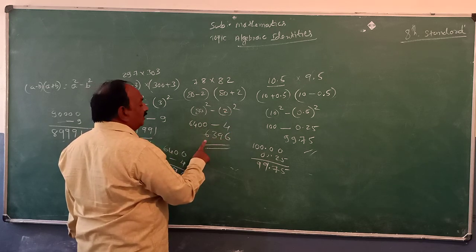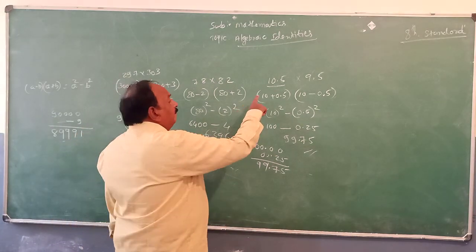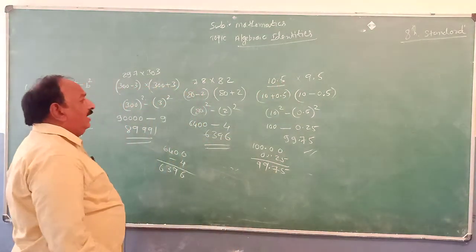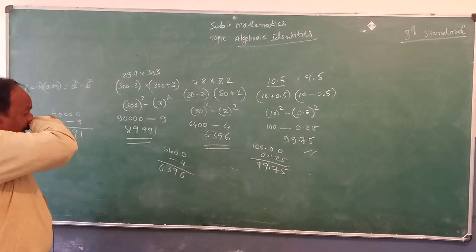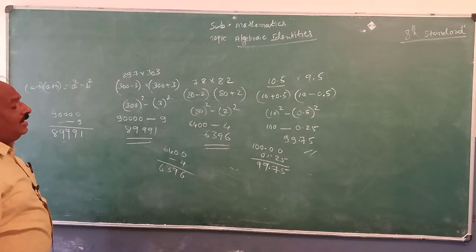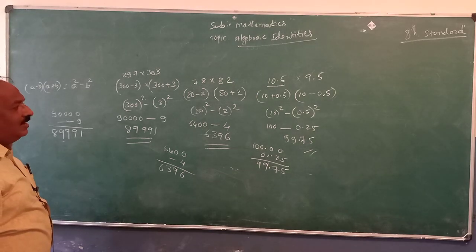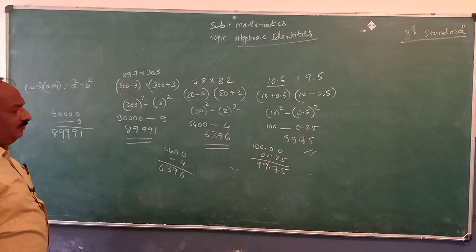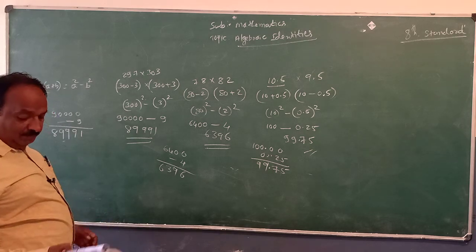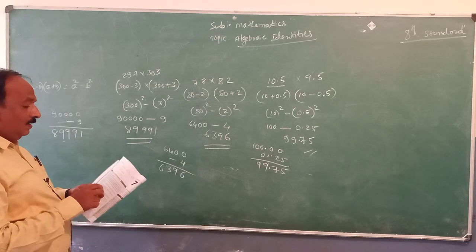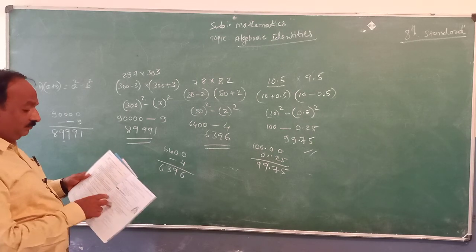6400 minus 4, 6396. 10.5 into 9.5 is 10 plus 0.5 into 10 minus 0.5. 10 whole square minus 0.5 whole square. 10 tens are 100, 0.5 fives are 25. 100 minus 0.25, 99.75. Now we will pass on to some other problems.